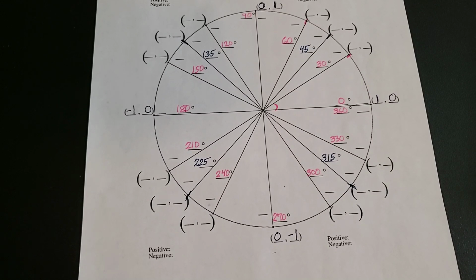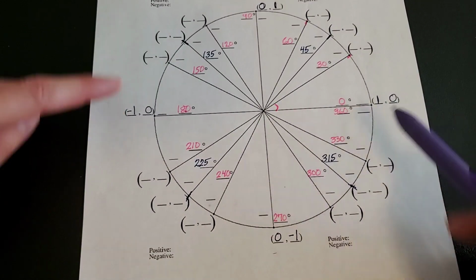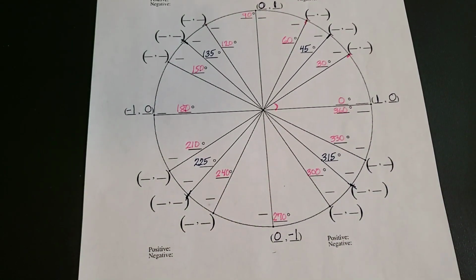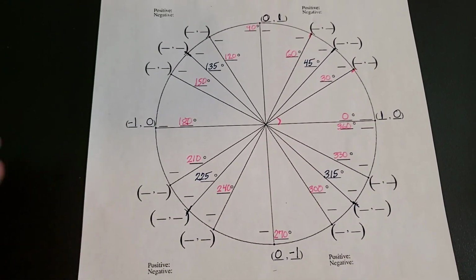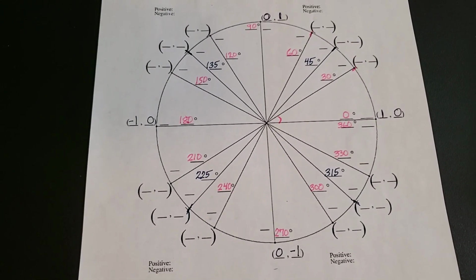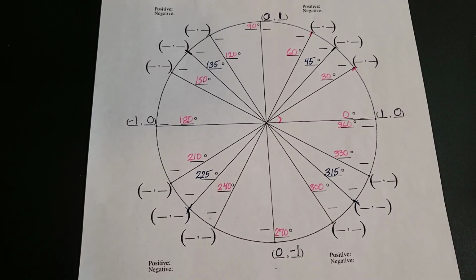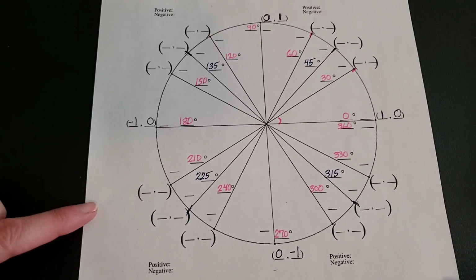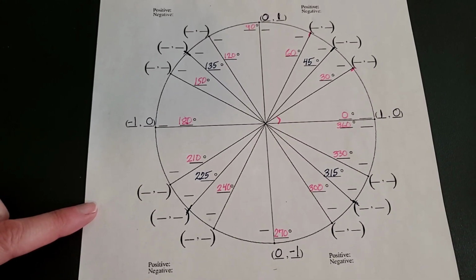And then at 270, x-coordinate is 0, and the y-coordinate is negative 1. So far, have we done anything that is remarkably difficult? I hope not. We've just looked at some degree measures and some obvious ordered pairs. Now, these other ordered pairs are not quite as obvious, but we're going to be able to find them out fairly simply using those special right triangles that we took a while at the beginning to review.